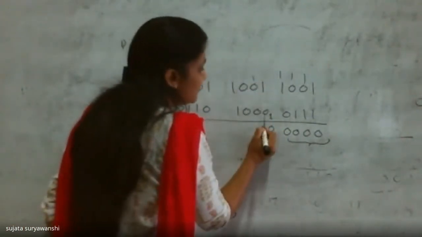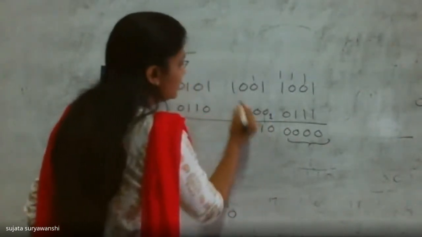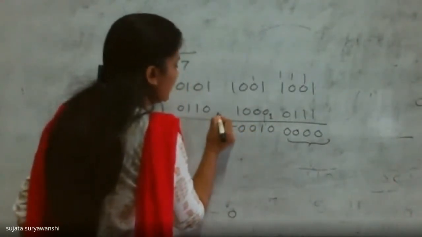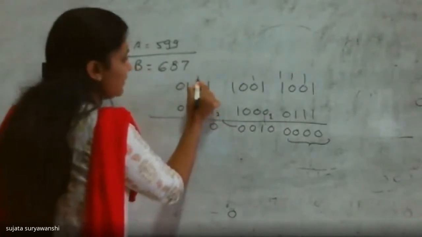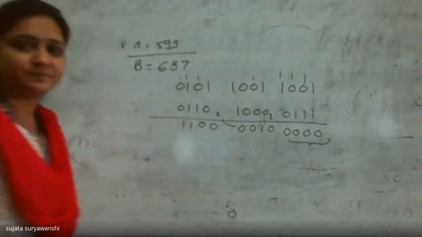1 plus 0 is 1, then 0 plus 0 is 0, then 1 plus 1 again is 0. Now again one more carry is generated here. 1 plus 1 is 0, carry 1, 1 plus 1 is 0, carry 1, and then 1.